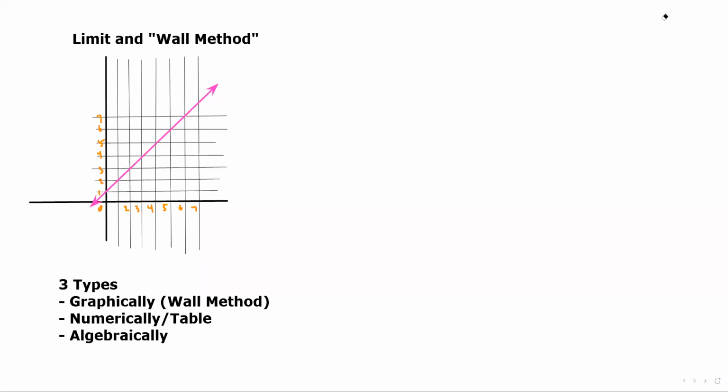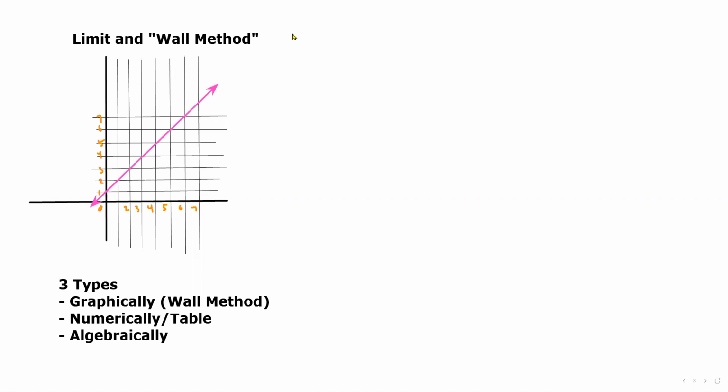In this video, I'm going to show you how to find the limit using the wall method. Now, there are three types on how to find the limit. The first type is the wall method or the graphical approach. The second type is by table or numerical approach. And the third type is through an algebra approach or algebraically. So what is the wall method?